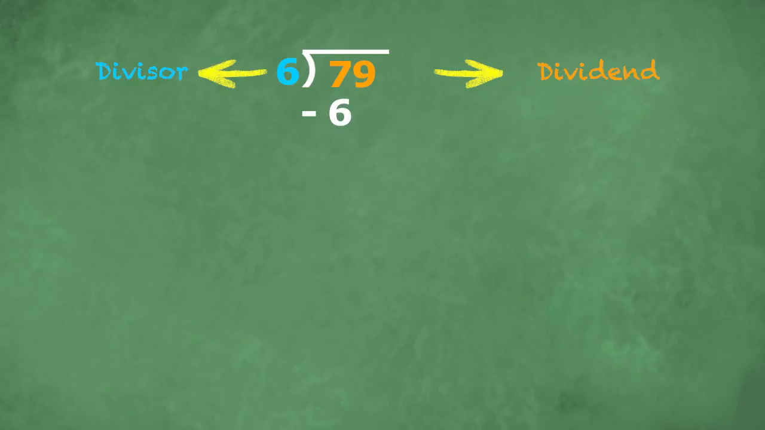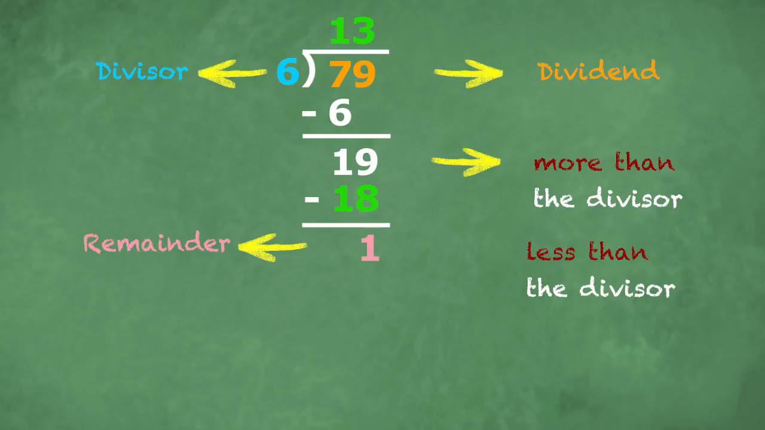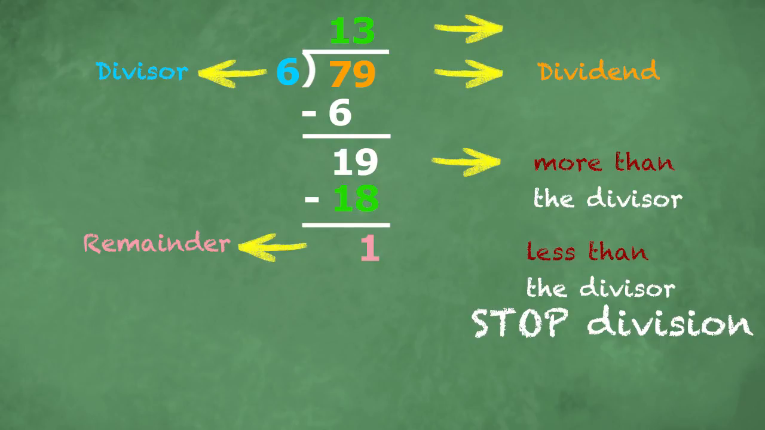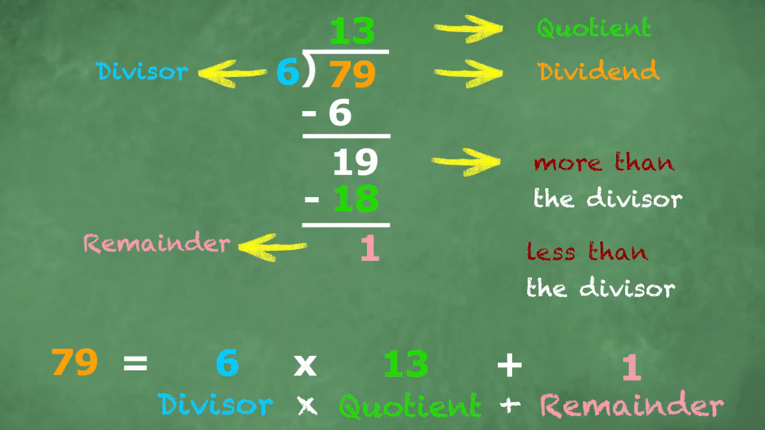After the first division, the remainder is 19, which is more than the divisor 6. So 19 can be divided by 6 again, and the remainder is 1, which is less than the divisor. So the long division stops. We call 13 the quotient, and we can write 79 as 6 times 13 plus 1. That is, the divisor times the quotient plus the remainder.